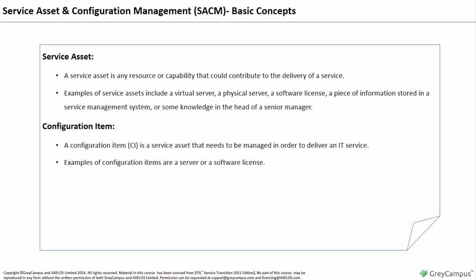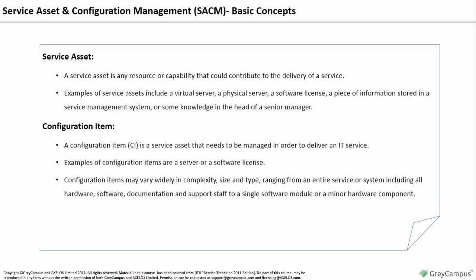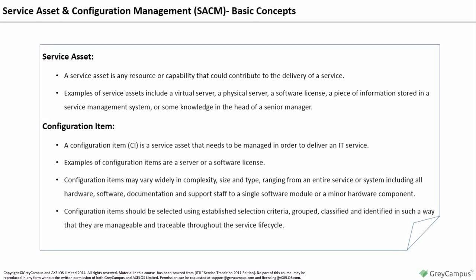Every CI must be under the control of change management. Configuration items may vary widely in complexity, size and type, ranging from an entire service or system, including all hardware, software, documentation and support staff, to a single software module or a minor hardware component. Configuration items may be grouped and managed together. E.g., a set of components may be grouped into a release. Configuration items should be selected using established selection criteria, grouped, classified, and identified in such a way that they are manageable and traceable throughout the service lifecycle.